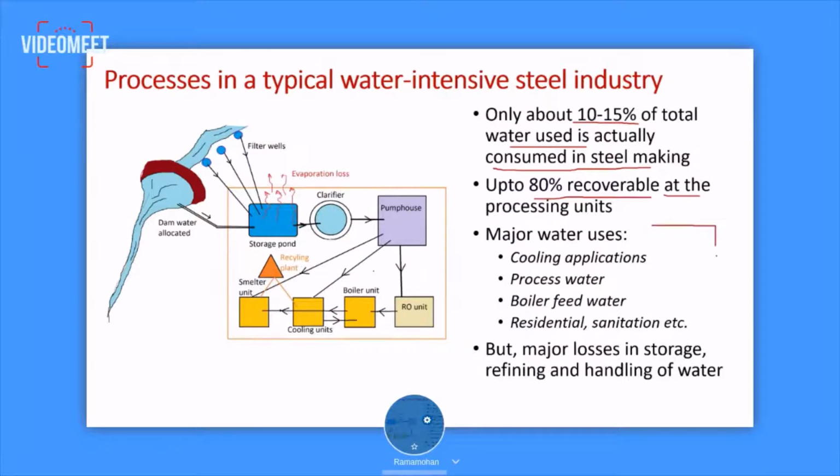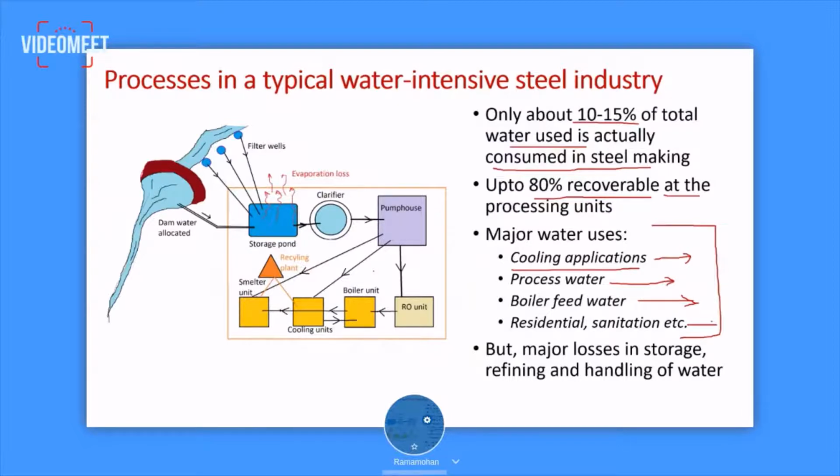So here are the four major water uses. One is the cooling applications, which can easily be recovered. There is process water, like to wash the iron ore, and after that some liquid waste is generated that can be treated and used again. And then there's boiler feed water, so you feed it into the boiler and then water vapor comes, and the vapor is cooled down again, it can be used.